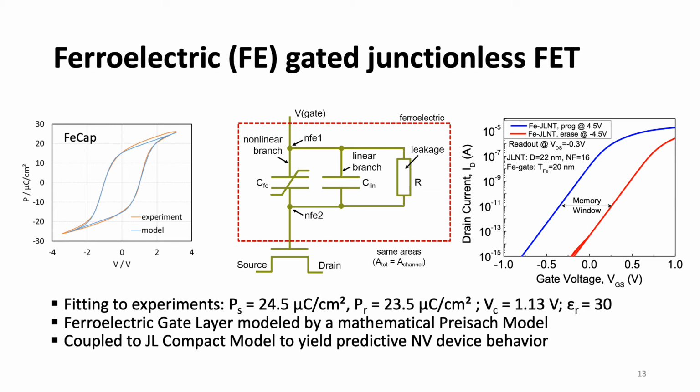The capacitor model was then area matched to the all-around gate area of the junctionless nanowire transistors and tested for memory operation. The first prediction shows that a rather thick ferroelectric layer of 20 nanometer is needed to yield a reasonable memory window larger than 0.6 volt for a program and erase voltage of 4.5 and minus 4.5.